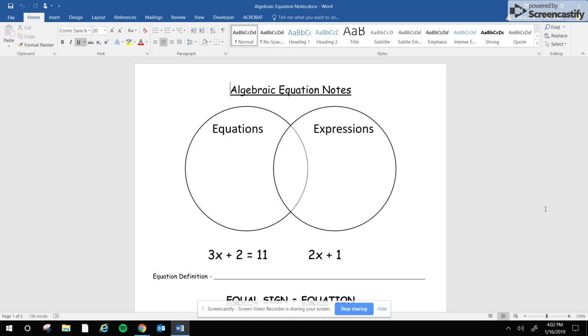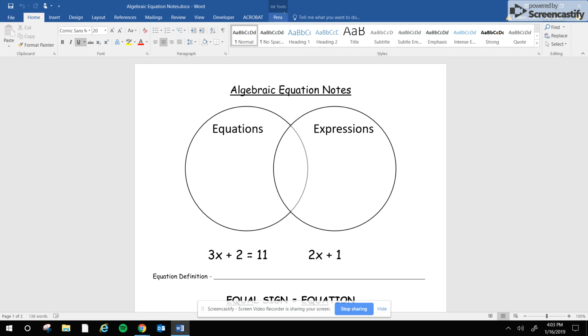Today we're going to do algebraic equation notes. As you see here at this Venn diagram, we have equations and we have expressions. Below, if you look here, we have 3x plus 2 equals 11 under equations and 2x plus 1 under expressions.